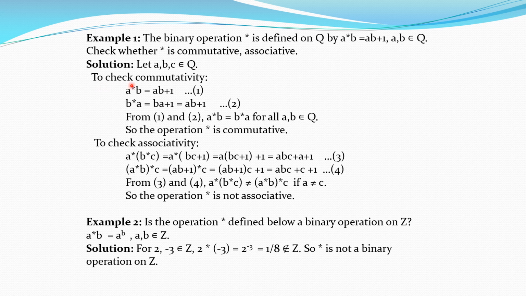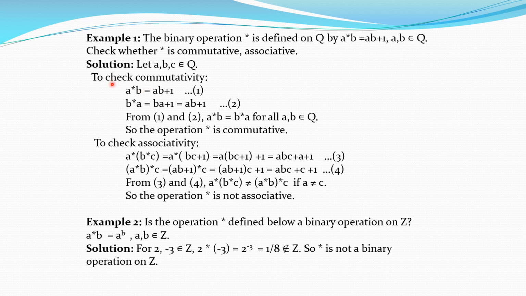Now, to check commutativity, we have to check whether a star b and b star a are equal or not. First we calculate a star b. What is a star b? By definition, it is ab plus 1. It means we simply multiply a into b and then add 1. So a star b is ab plus 1 according to the definition of star. Now we cannot simplify it further, so we call this equation number 1.